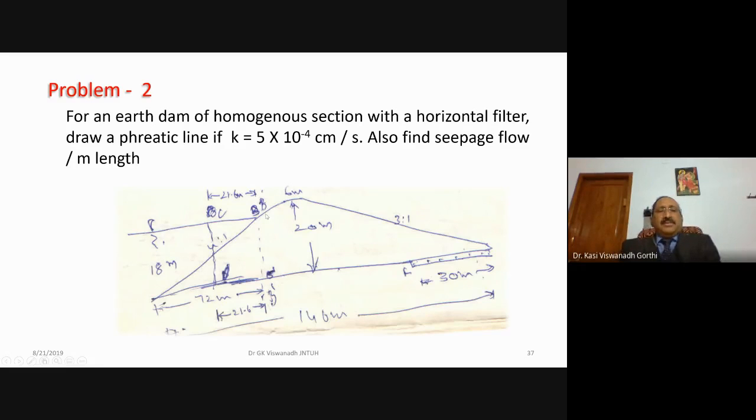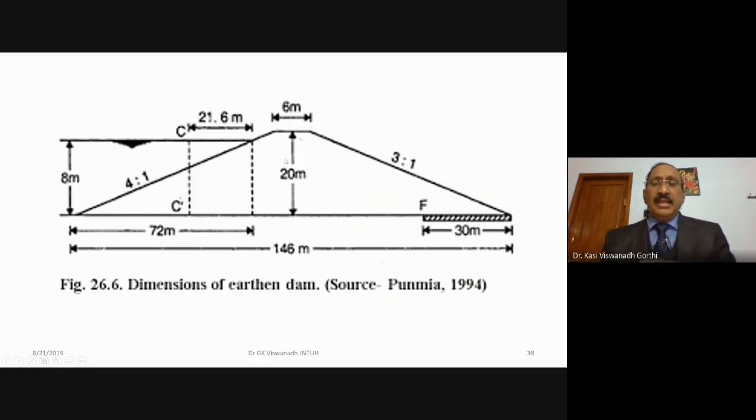The second problem is, for an earth dam of homogeneous section with a horizontal filter, draw a phreatic line. If the permeability K is 5 into 10 to the power minus 4 centimeter per second, also find the seepage flow per unit length. So this is the dam section, shown more clearly. This is the dam section which I showed at the beginning of today's class.